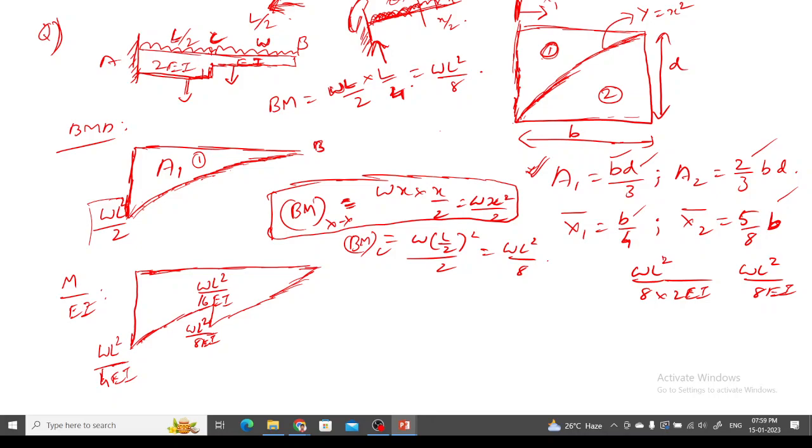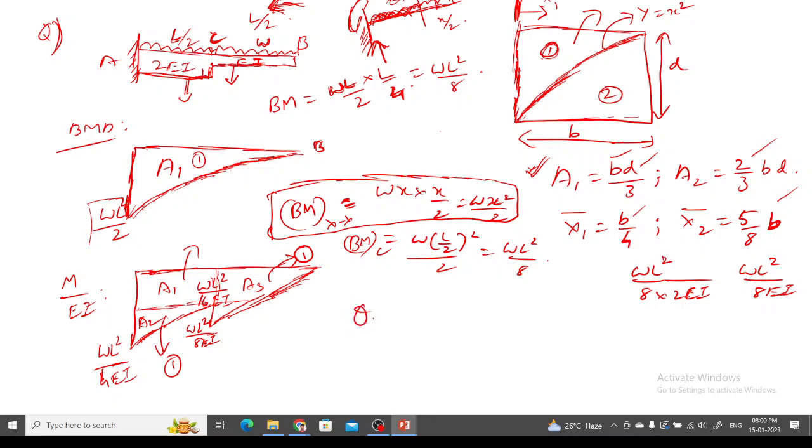So here we have calculated the M by EI diagram, right? Once we have calculated the M by EI diagram, then I can go for area splitting. Here I could calculate this area as A1, this area as A2, and this total area as A3, because this is a single parabola. This corresponds to case number 1 that we have seen, and this also corresponds to case number 1. And this is a rectangle.